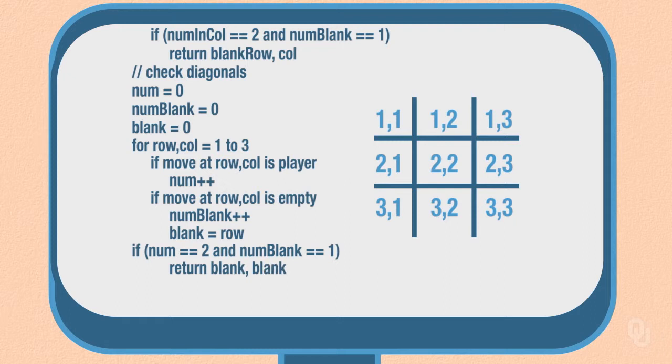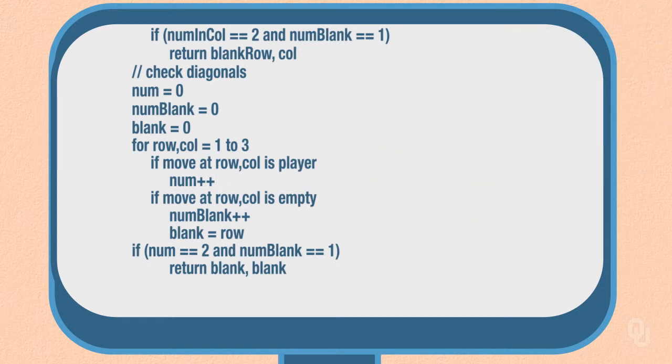In order to make this work for the other diagonal, you just need to switch your logic so that you check the first row, the third column, so 1, 3, 2, 2, and then 3, 1, and you do the exact same logic. At the beginning of this function, we said that we were going to return a number from 1 to 9 or a -1.